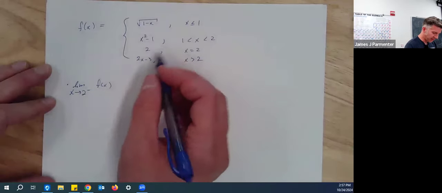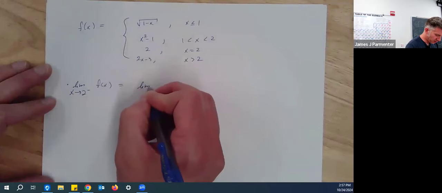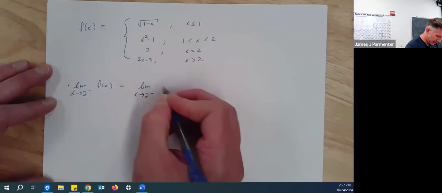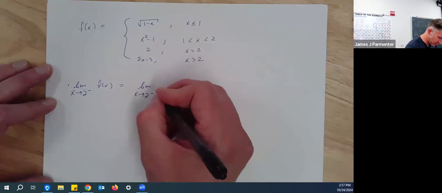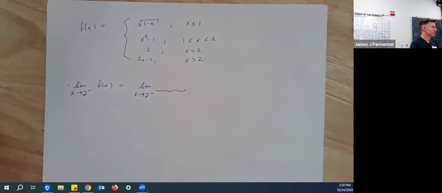So if we approach 2 from the left, I want all of you to write down right here after the limit as x approaches 2 from the left, the piece of the function that we should be using. You have 3 choices, 4 choices really, technically.